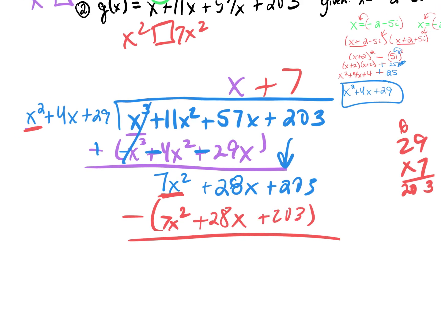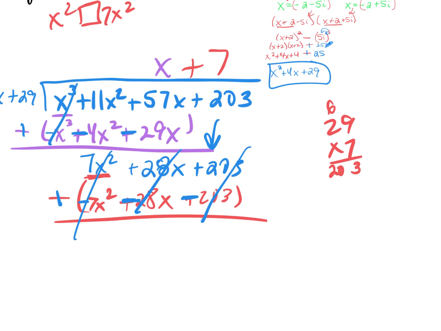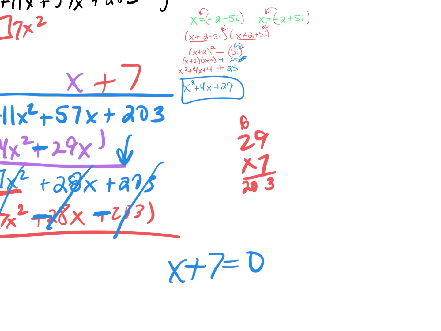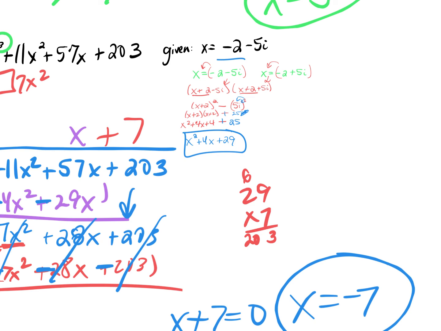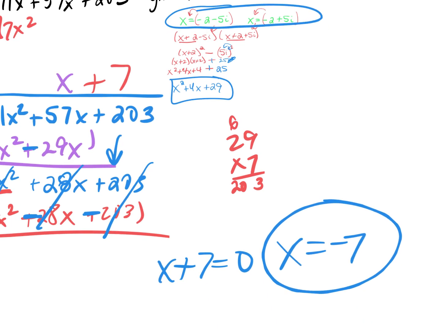Now, before I go and do my combining, I need to distribute this negative sign to everything below. So negative 203 and positive 203 cancels. Negative 28x and positive 28x cancels. 7x squared, negative 7x squared cancel. So I'm left with x plus 7 equals 0. So my remaining root is x equals negative 7. So I have two complex ones up here, and I have one real one here.